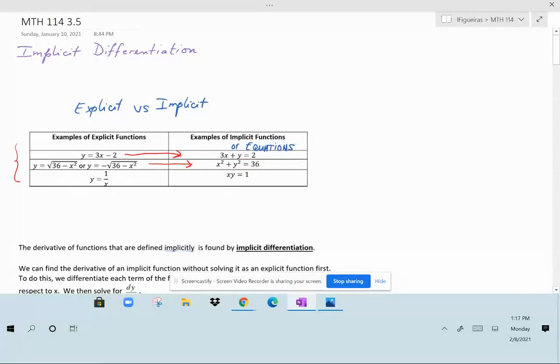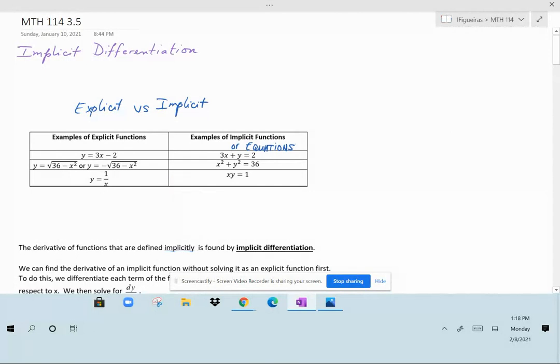That's a circle. The reason why it's not a function and just an equation is because a circle fails the vertical line test. If you draw a vertical line, you'll touch the circle at 2 points. And the last one is a function, y equals 1 over x, which can be expressed implicitly as xy equals 1.